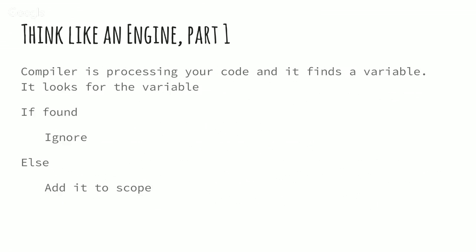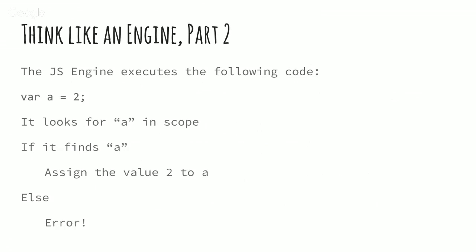Okay. All right, and then in part 2, the JavaScript engine is going to execute the code. So it comes across var a = 2. It looks for that a in scope, and if it finds it, it says, oh, yeah, that's going to now equal 2. Otherwise, it's going to say, oh, I don't know what this a thing is, so I don't know what to do. I give up. Right.